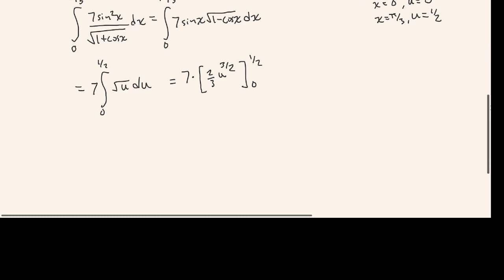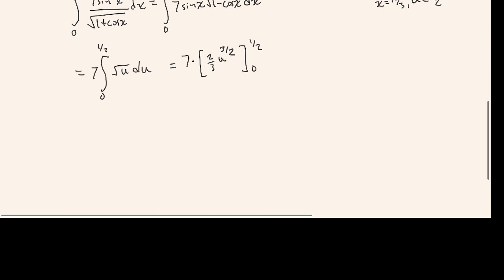Now we just have to evaluate it. What we'll get is 7 times 2/3 times 1/2 to the power of 3/2, minus, and if we plug a 0 in here, this is all going to be 0. So our final answer will be 14/3 times 1/2 to the power of 3/2.